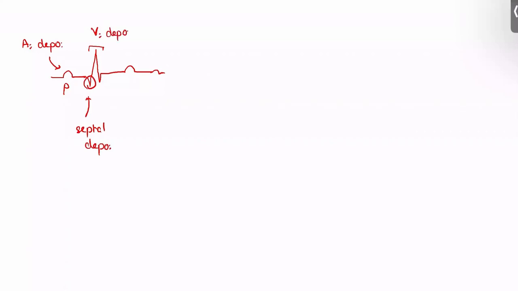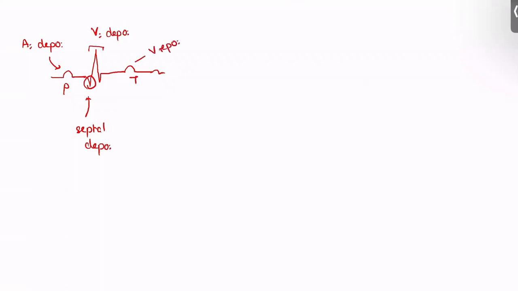So what do the waves in the ECG mean? P is for the atrial depolarization. Q is really for the septal depolarization. RS is for the ventricular depolarization. And T is for the ventricular repolarization.